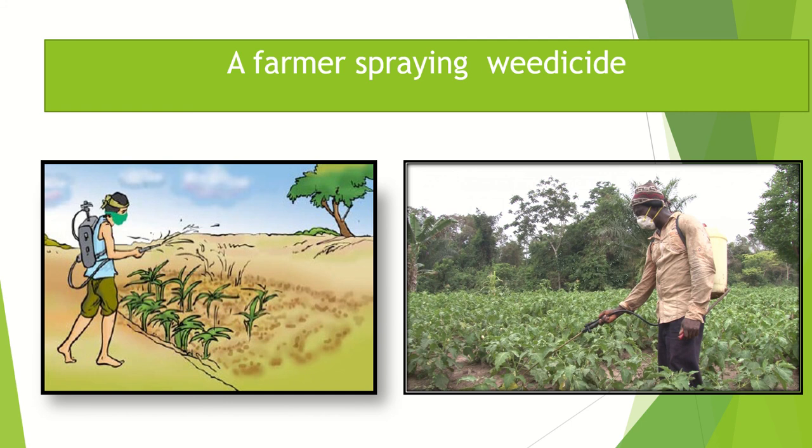Weeds can be removed manually by uprooting them with the help of a tool such as a kurpi or a sickle. Otherwise, we can use chemicals such as weedicides. It is not good to use them because they can be harmful to the health of farmers. If farmers use chemicals, they should cover their nose and mouth.